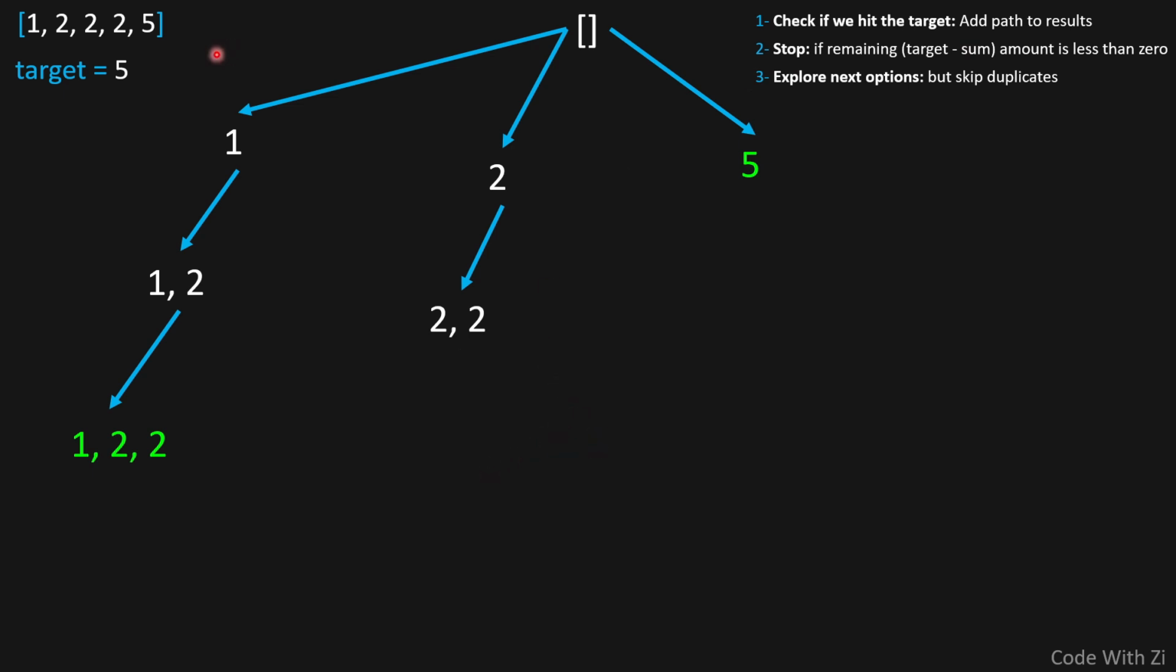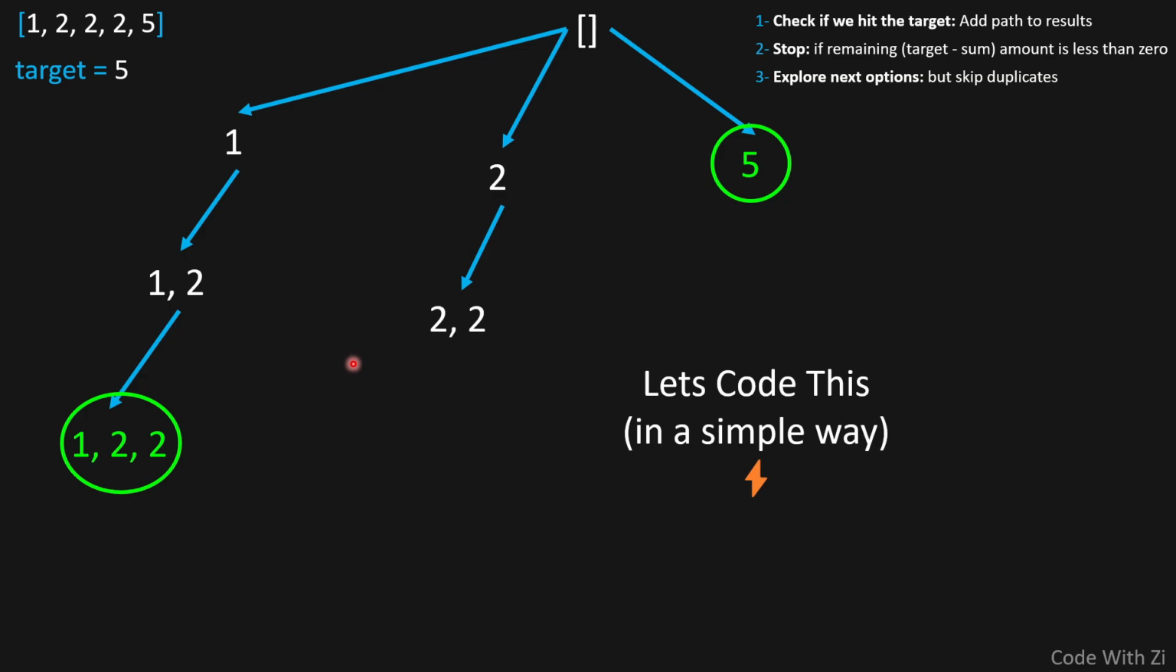And because we've explored all of the combinations, we're gonna be like, all right, we only have these 2 answers, and that's gonna be it. Now let's code this in the simplest way possible.